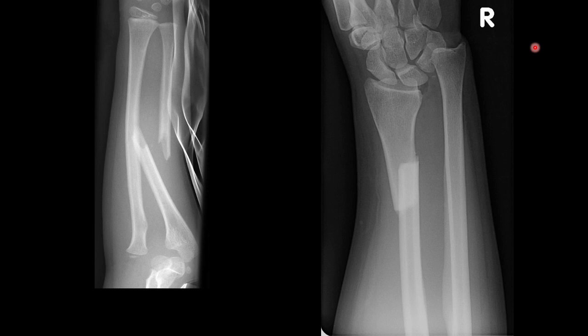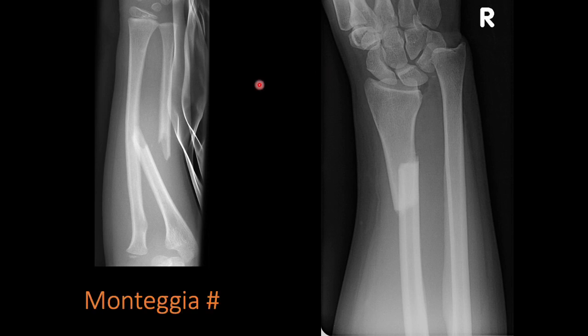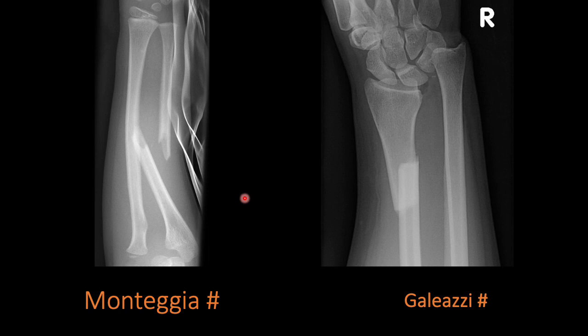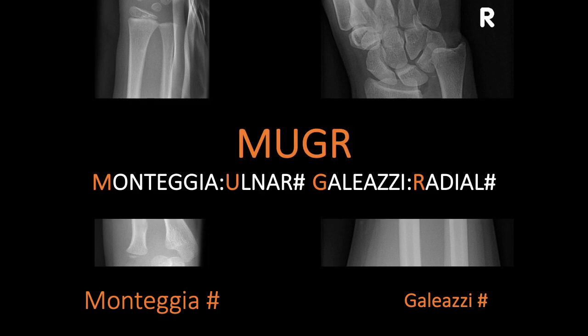Here's another slide with 2 different types of fractures, and their eponyms are also commonly tested. The one on the left of the slide is a Monteggia fracture, in which there's a fracture of the proximal or mid-ulna associated with dislocation of the radial head. The image on the right of the screen is a Galeazzi fracture, in which there is a fracture of the distal radial shaft with distal radioulnar joint dislocation. Here is an easy way to try and remember the two fractures.